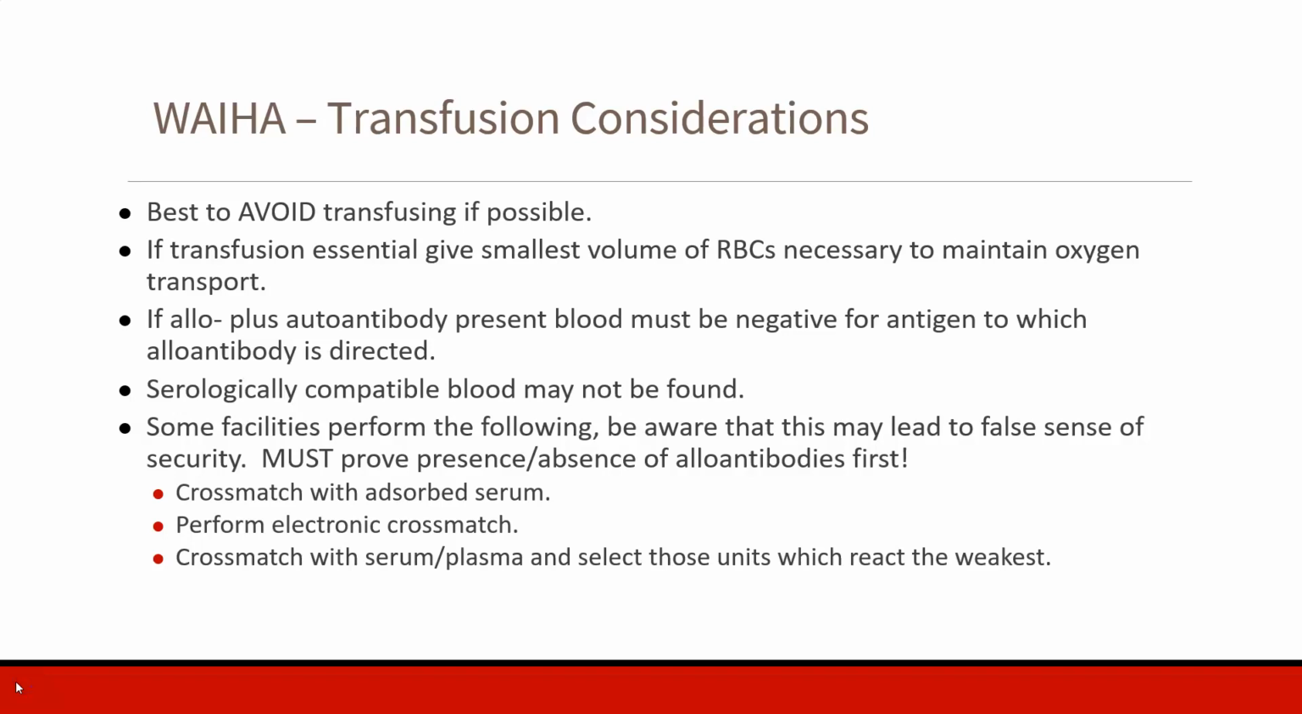Warm autoantibodies, transfusion considerations. It is best to avoid transfusion if at all possible. So if the patient has an 8-gram, 7-gram hemoglobin, put them on heavy-duty steroids to suppress the immune reaction, iron supplements, and try to build them up that way. But if that is not the case, a lot of them will come in with 4 or 5-gram hemoglobins. If transfusion is essential, give the smallest volume of red cells necessary to maintain oxygen transport.